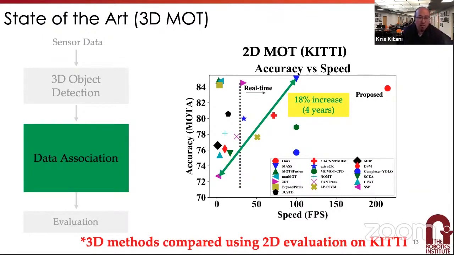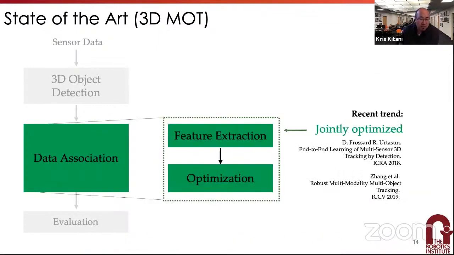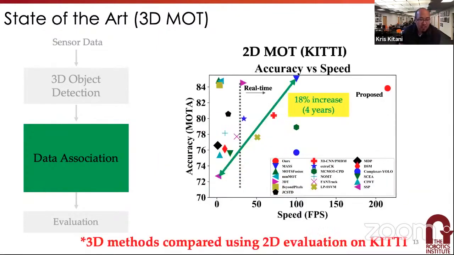Okay, I put a little note here at the bottom that the 3D methods are kind of mixed in with the 2D methods, and they are compared using 2D evaluation on KITTI because, well, at least at the time that we published this paper from where this figure is from, there really wasn't a unified benchmark and evaluation metric for 3D MOT. Okay, good, let's go on.